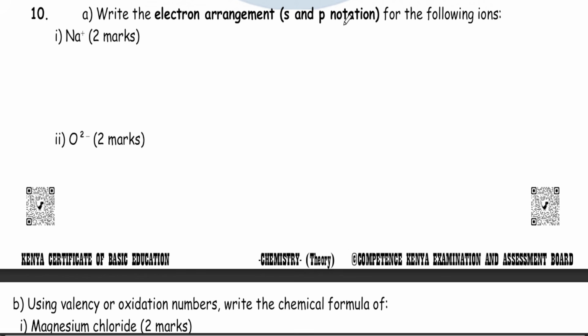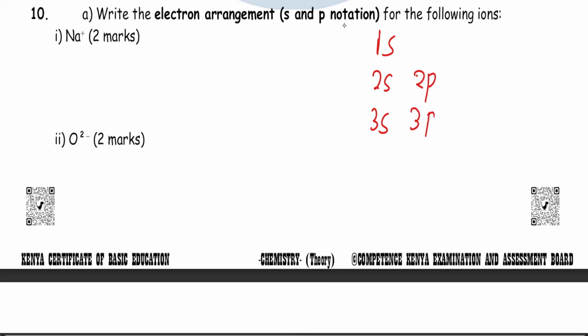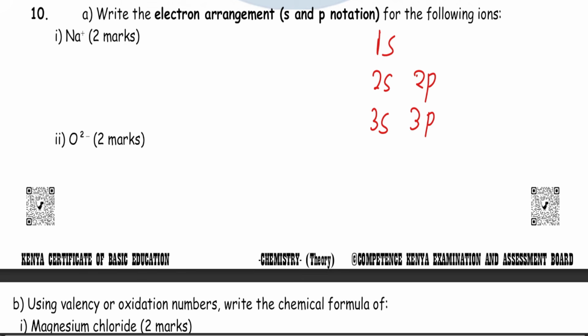A. Write the electron arrangement using s and p notation for the following ions. Roman 1, sodium ion, Roman 2, oxygen ion. Now, this is very easy. Usually, you draw something like this, just in case you forget. 1s, 2s, then we have 2p, 3s, 3p, then 3d, and etc. There are many, but for now we also have 4s, 4p, 4d, and 4f.